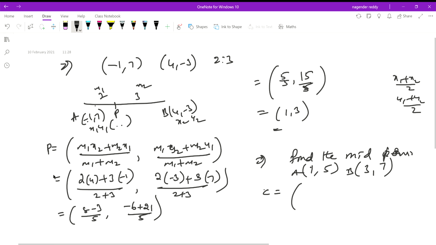I'll use this one. 1 plus 3 by 2, 5 plus 7 by 2. That equals 4 by 2, that is 2, and 12 by 2, that is 6. There is no magic here. A simple technique I want to tell you.